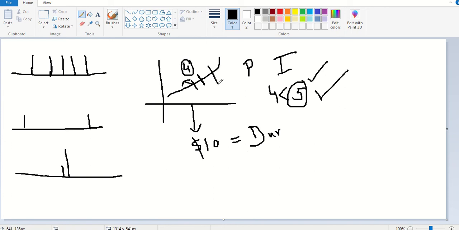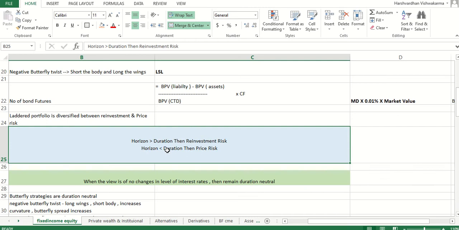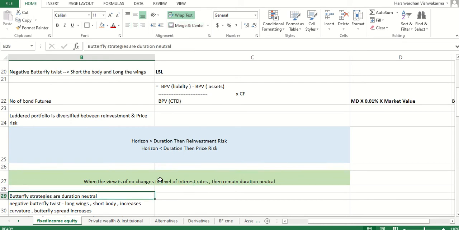Similarly, if you sell it after the duration of the bond portfolio, suppose your horizon is greater than your duration. Now your interest rate risk is more prominent, because now you're above the benchmark duration or the portfolio duration. So it's simple. If duration is greater than horizon, you're exposed to the price risk, and if the horizon is greater than the duration, then you're open to the reinvestment risk. I hope I said it in the right order.